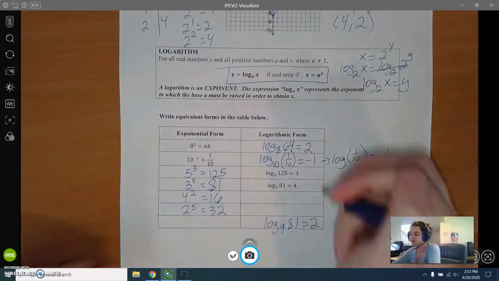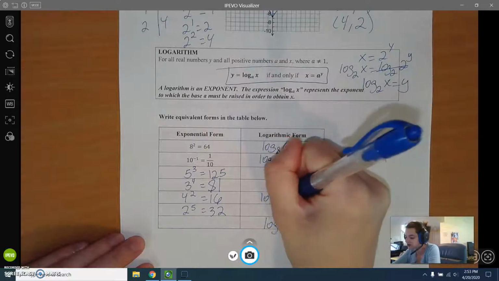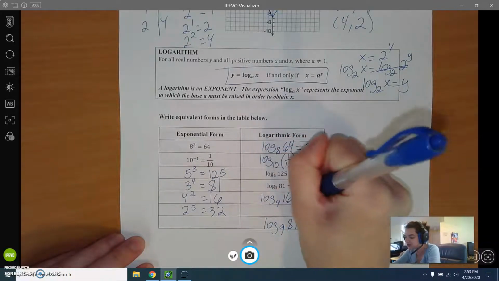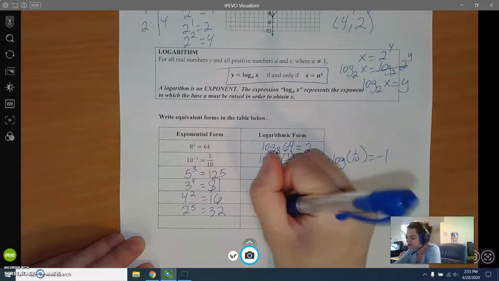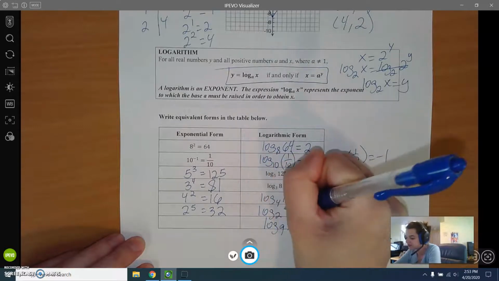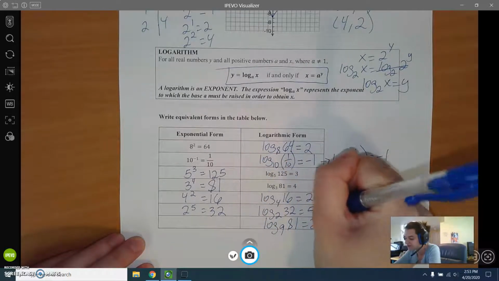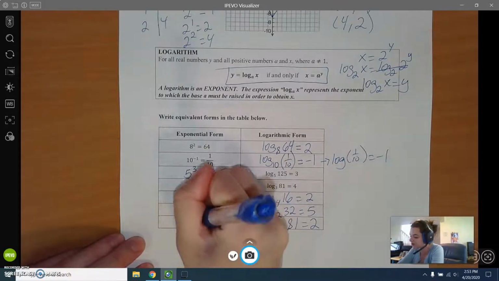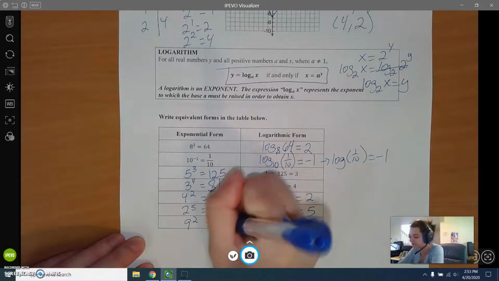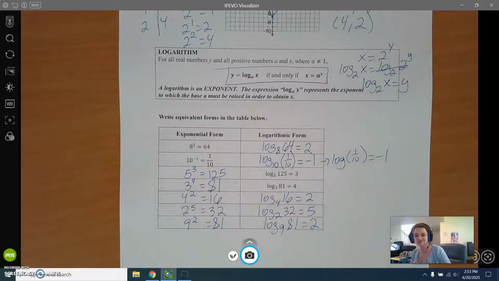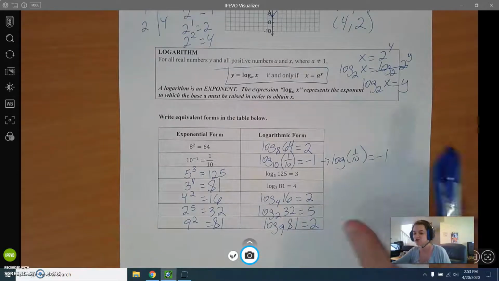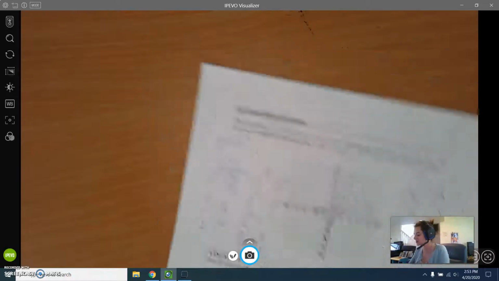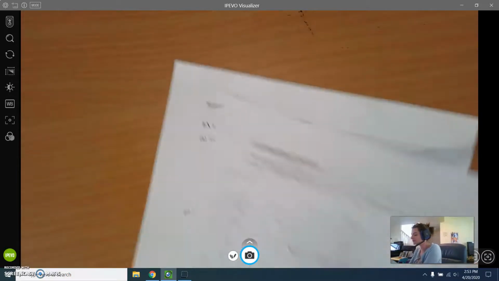So for the first one, you should get log base 4 of 16 equals 2. For the next one, log base 2 of 32 equals 5. And for this last one, you should have 9 squared equals 81. How'd you guys do? We do okay? Good. The next thing we're going to do is solve some log equations, some equations that have logarithms in it.